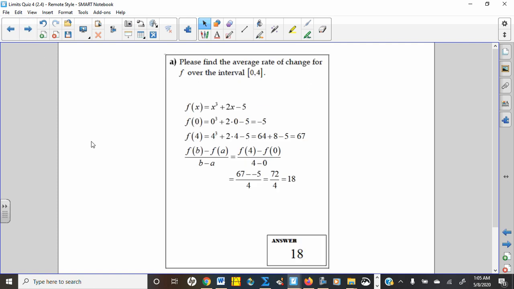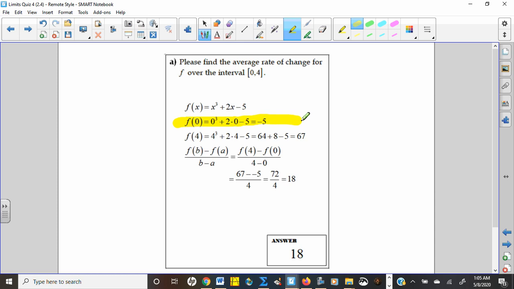The first problem asks for an average rate of change, which is really just slope. You take the endpoints of your interval, 0 and 4, you figure out what the y values are, so you have full points, you can do y minus y over x minus x, and so you can see that we determined the y value for 0. We determined the y value for 4.